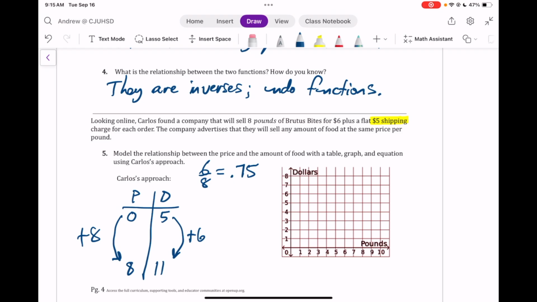So because that was change of Y over change of X, that would be read as dollars per pound. Remember, pound is an LB. Dollars per pound. So if I wanted to go to, say, 1 pound, that would be $5.75, and so on. So his equation is, okay, the slope is 3/4 or 0.75 plus that flat $5 shipping fee.